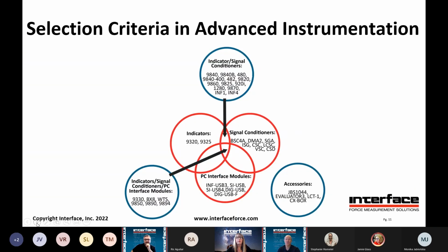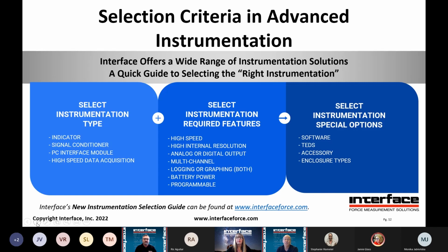Thank you, Keith. Here we're showing a Venn diagram of the different instruments that we have and how they overlap with each other. As you can see, there's indicators only and signal conditioners. There's PC interface modules. Some of the indicators actually have signal conditioners built in. And so, we've recognized as a company that this can be a little bit overwhelming. And so maybe a tool that we should put together could help you. So next slide. So we're in the midst of putting this app together for the website.